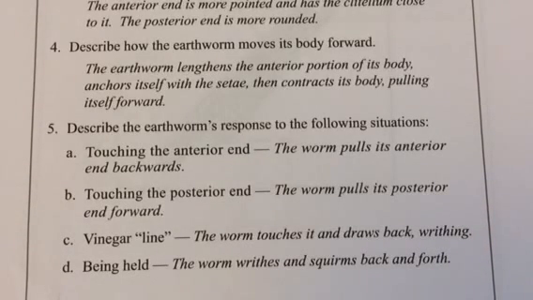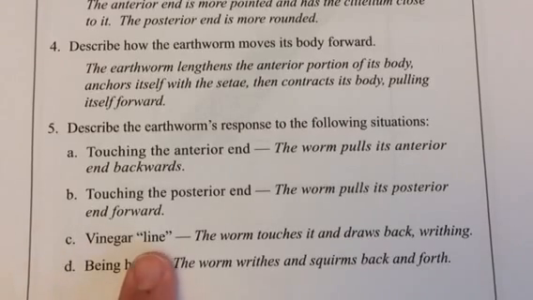Number five. Describe the earthworm's responses to the following situations. A, touching the anterior end, it pulls its anterior end backwards or away from you. Touch the posterior end. B, it pulls its posterior end forward or away from you.